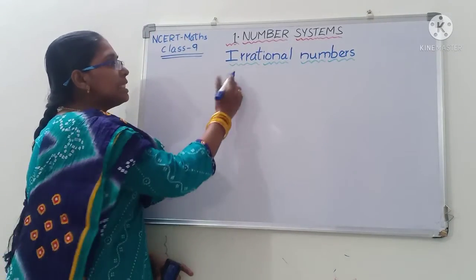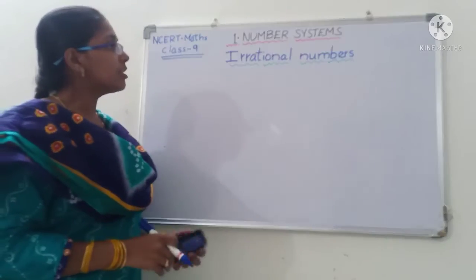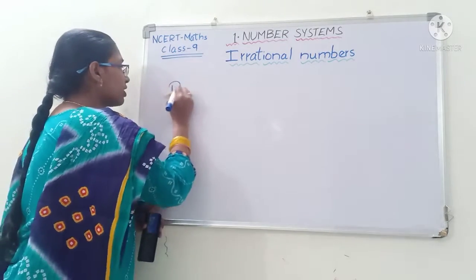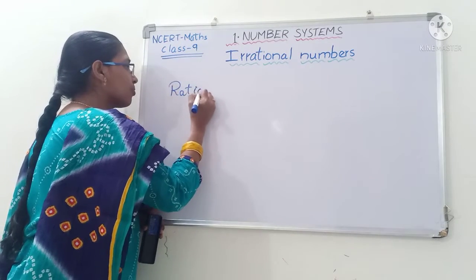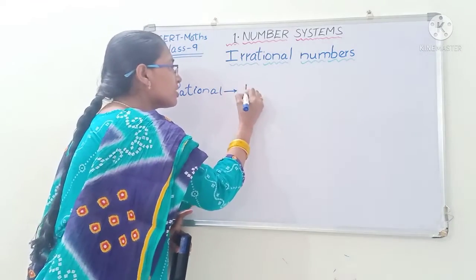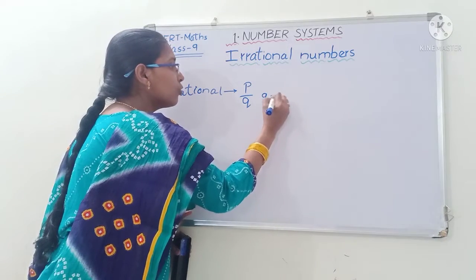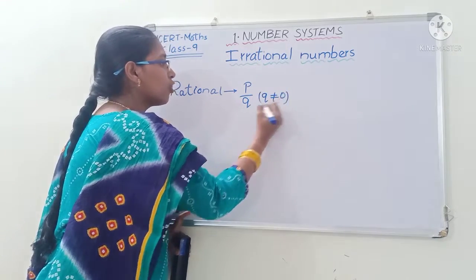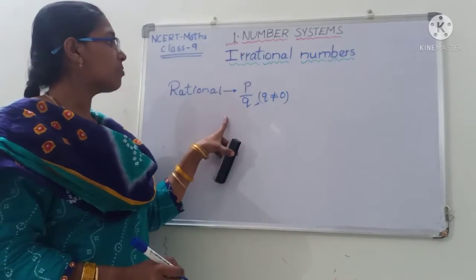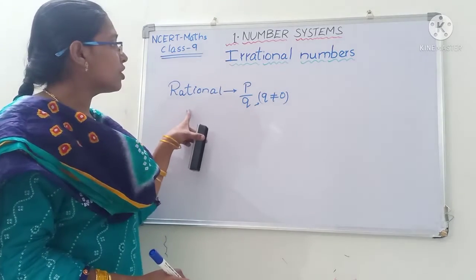Children, today let's discuss irrational numbers in the chapter Number Systems. Children, what are irrational numbers? Before that, do you know what rational numbers are? You all know, right? Rational numbers are the numbers which can be expressed in the form of p by q, and q not equal to 0. Here q should not be equal to 0. These numbers which can be written in the form of p by q where q is not equal to 0 are called rational numbers.